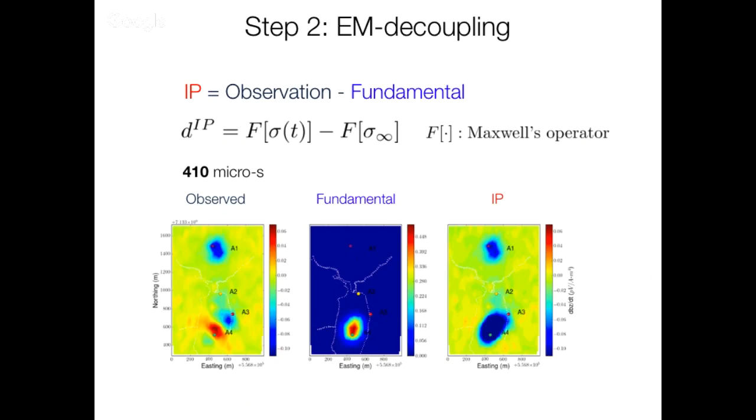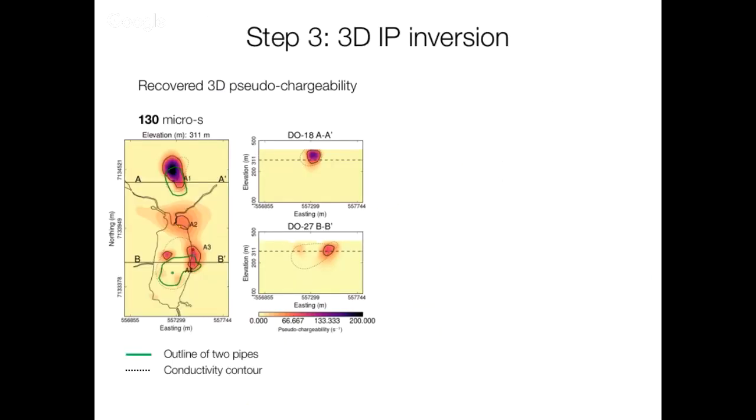So this is now done at each of 10 time channels, and we can invert each time channel individually. This is the inversion at 130 microseconds. Again, this is a 3D inversion.